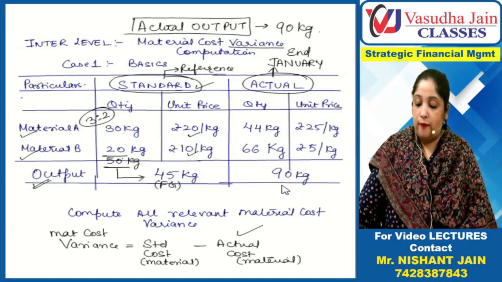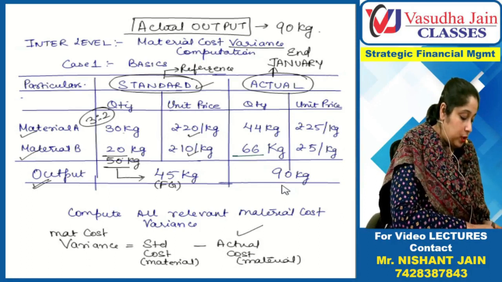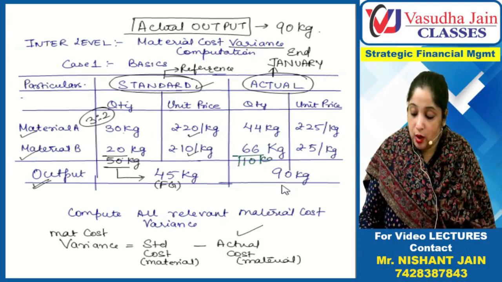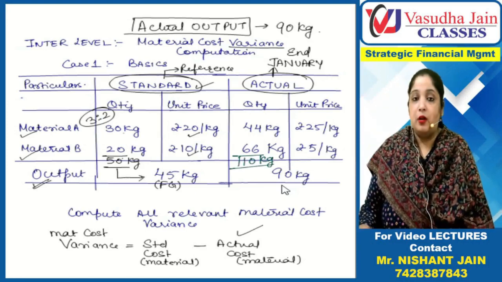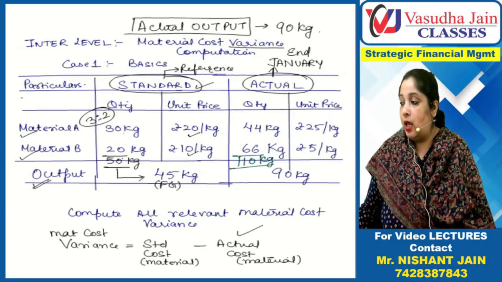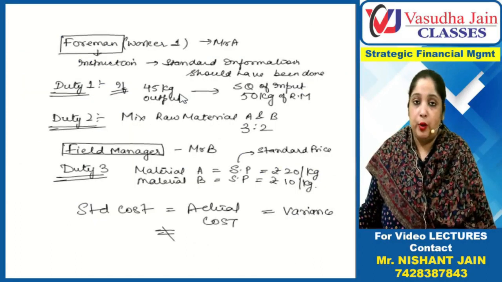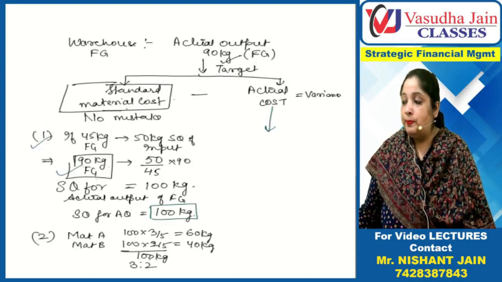For 90 kg of output, the workers have used how much? 44 plus 66. How much is coming? 110 kg of raw material. First duty they have not followed. I told them very clearly that if you want to produce 45, use 50 kg. Accordingly, if you want to produce 90 kg, use only 100 kg.